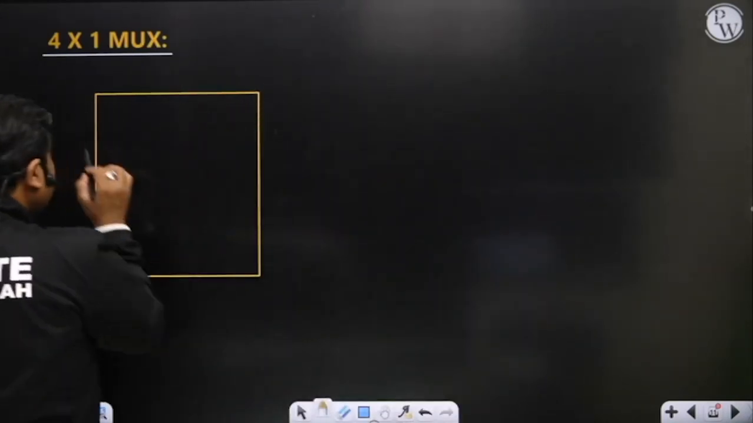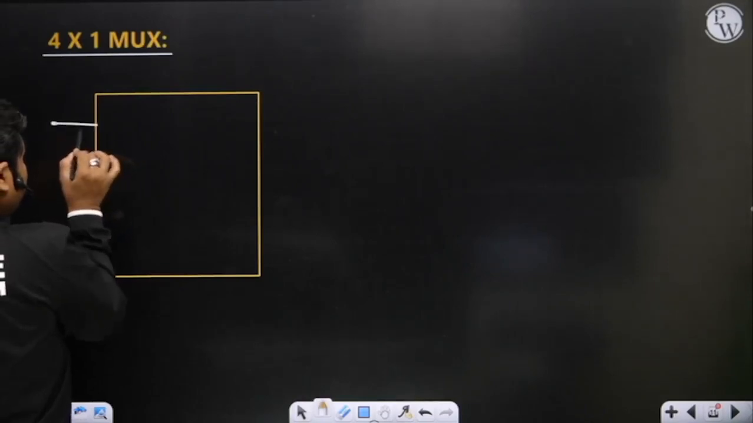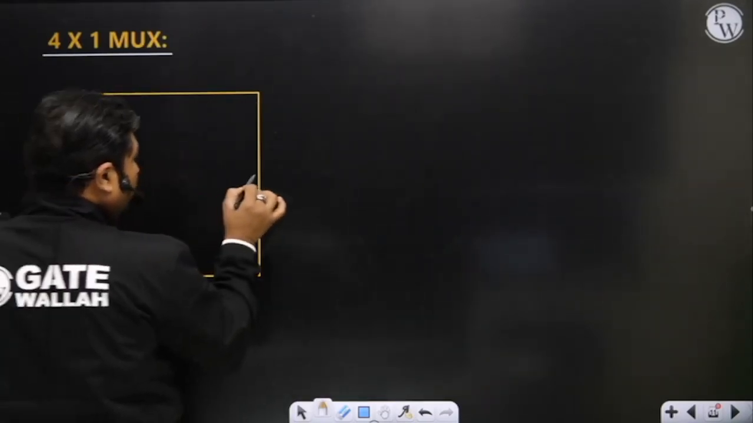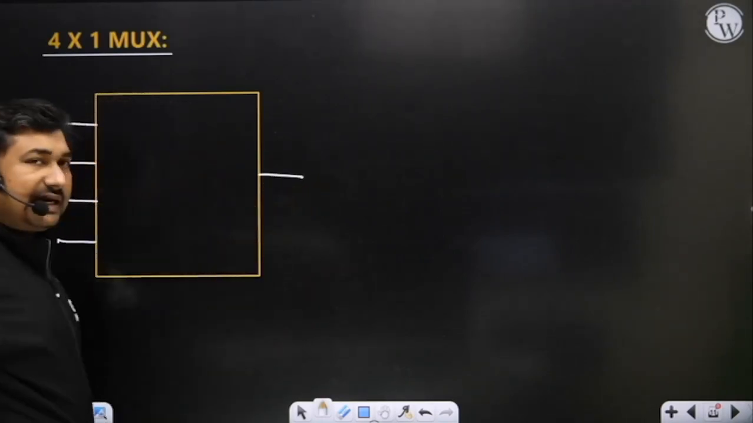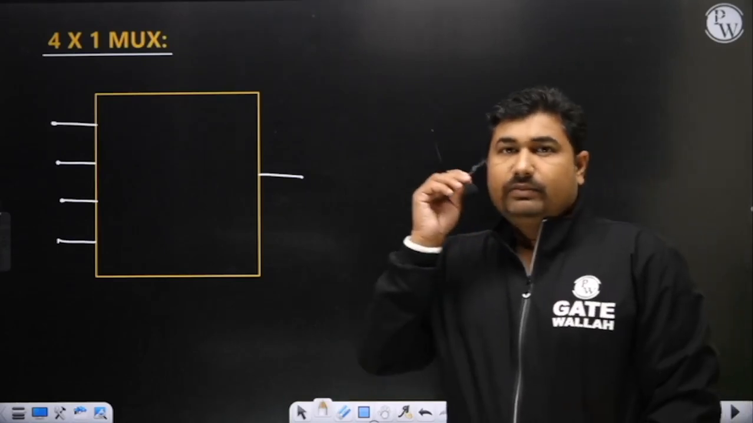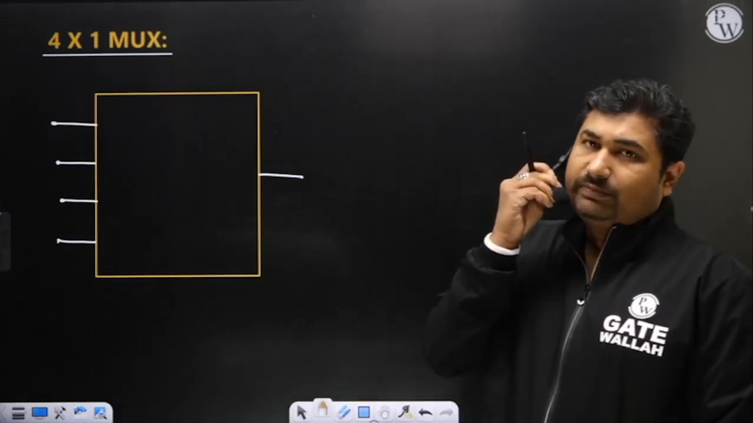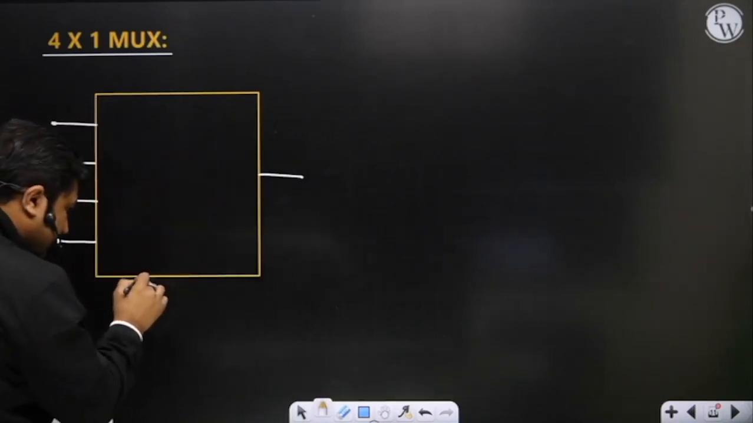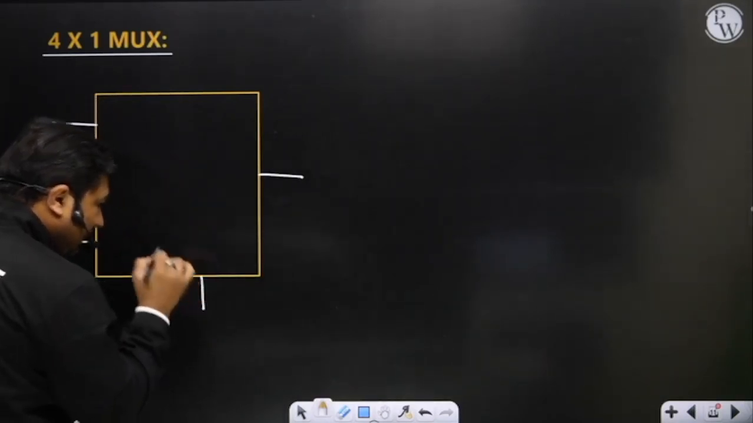So, 4 cross 1 means 4 input lines and 1 output line. How many select lines are there? Sir, 2 select lines. Because m is equal to 2 to the power n, where m is the number of input lines and n is the number of select lines. So, sir, there must be 2 select lines.